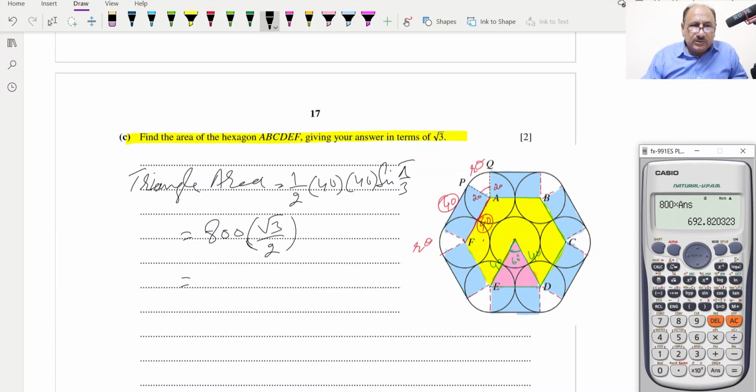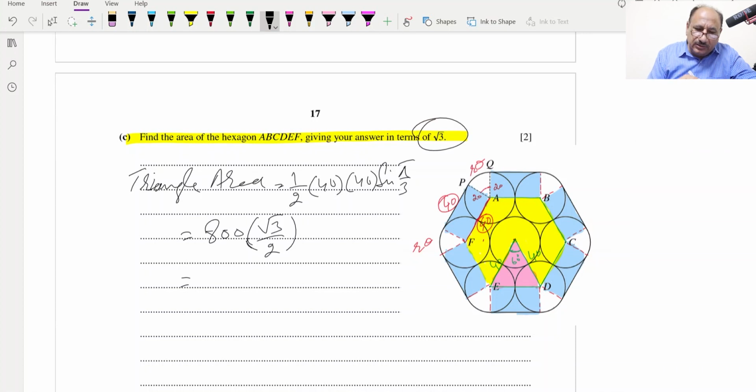692. Basically it's 800. This will be 800 times root 3 by 2, or we can write in terms of under root 3, because they are saying write in terms of under root 3. So 2 and this will be cancelled, so 400 under root 3, this will be the triangle area.